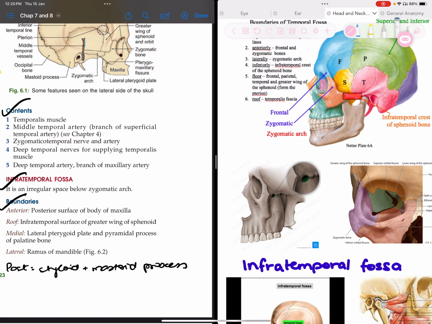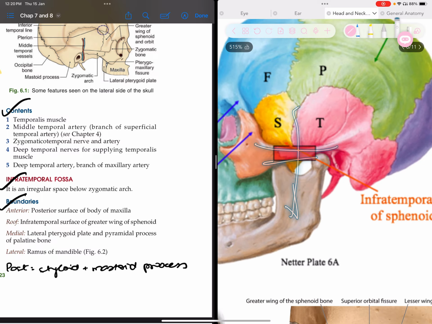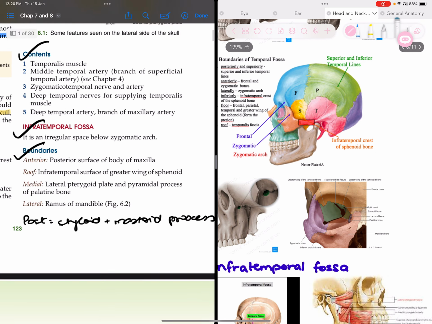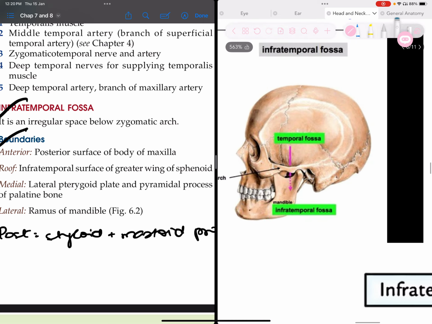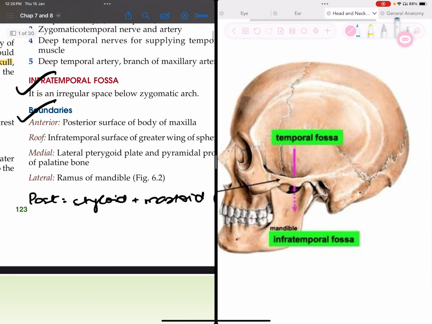Inferior orbital fissure and infratemporal fossa. It also communicates with the infratemporal fossa. So the infratemporal fossa is deep to the zygomatic arch. This is the zygomatic arch, so within it you'll have the infratemporal fossa. Now moving on to the infratemporal fossa, this is an irregular space below the, sorry, below the zygomatic arch. So here inside we'll have the infratemporal fossa.